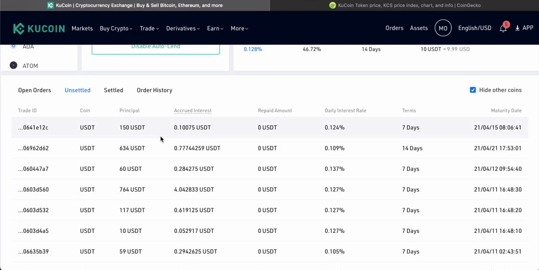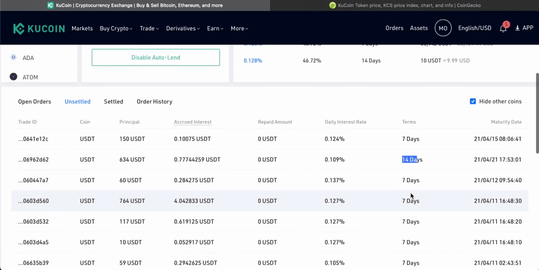Now what you can see here is a bunch of different borrowers and different rates. This one lent out 634 tether at a lower interest rate, about 109. And then this one I lent out $60. This one's $764 at 0.127. So you just have different rates, different principal amounts, as you can see there, and then different terms as well. This one's actually 14 days compared to the rest, which are all 7-day terms.